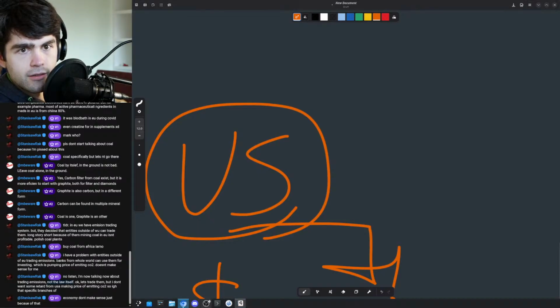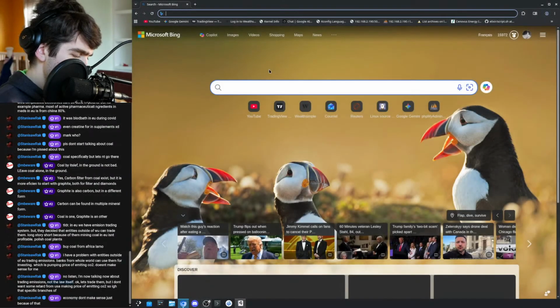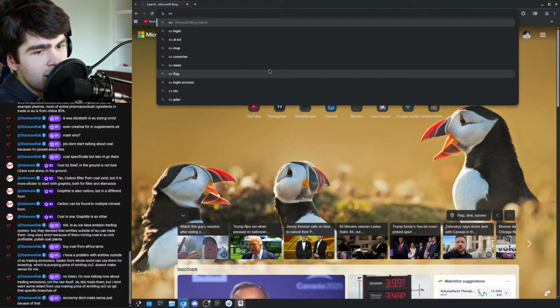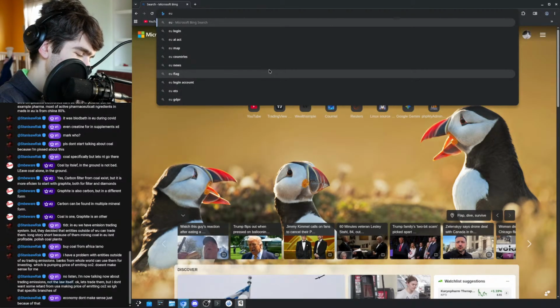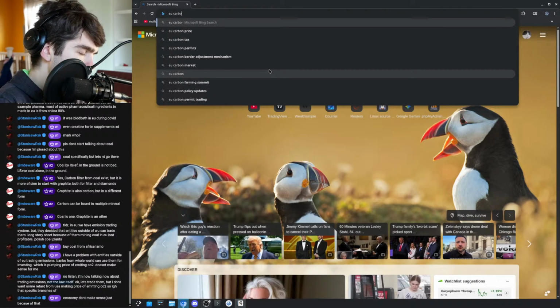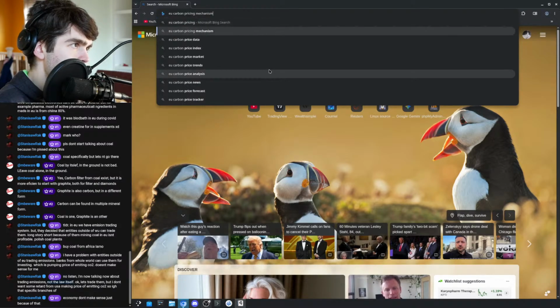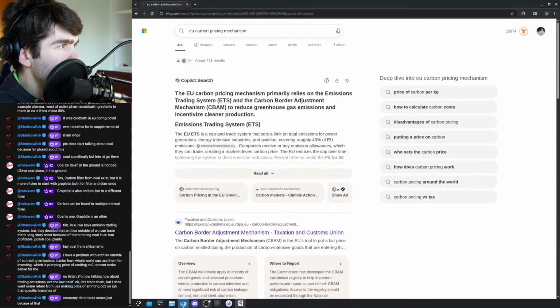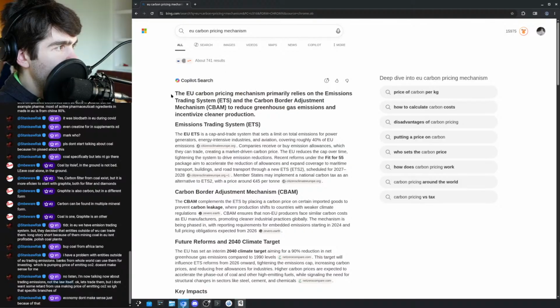I guess, can we have access to that? By have access to that, I mean, is it crazy complicated? EU carbon pricing mechanism. Okay. Let's try to read a little bit and see if it's bad. The EU carbon pricing mechanism primarily relies on the emission trading system and the carbon border adjustment mechanism to reduce greenhouse gas emissions and incentivize cleaner production.